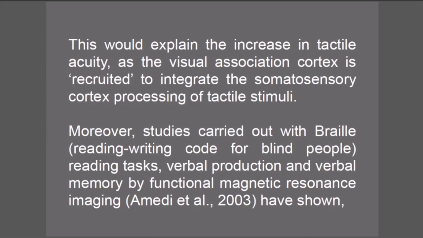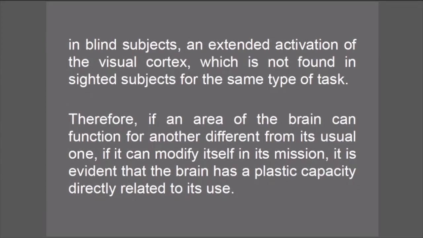Moreover, studies carried out with Braille, reading writing code for blind people, reading tasks, verbal production, and verbal memory by functional magnetic resonance imaging, MD et al. 2003, have shown in blind subjects an extended activation of the visual cortex, which is not found in sighted subjects for the same type of task. Therefore, if an area of the brain can function for another different from its usual one, if it can modify itself in its mission, it is evident that the brain has a plastic capacity directly related to its use.